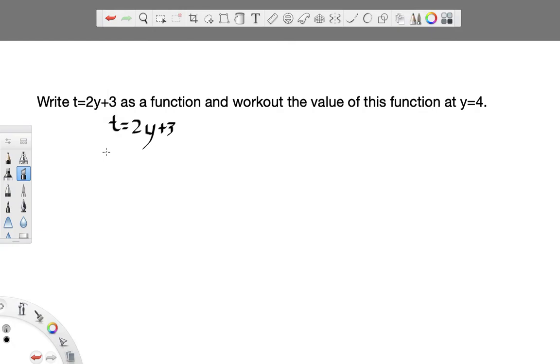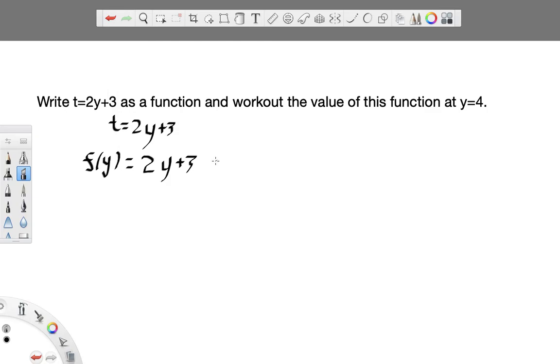If we're going to use the letter f, it doesn't really matter. So if we use the letter f, we want f of something, and we want that to equal 2y plus 3. So what is the something? Well, the variable, or the letter in our equation is y. So that means that the something has to be y. So it's f of y is equal to 2y plus 3. So we've written that equation as a function.